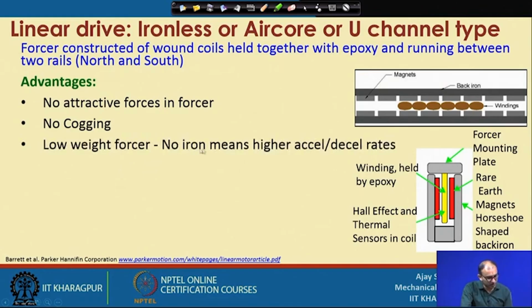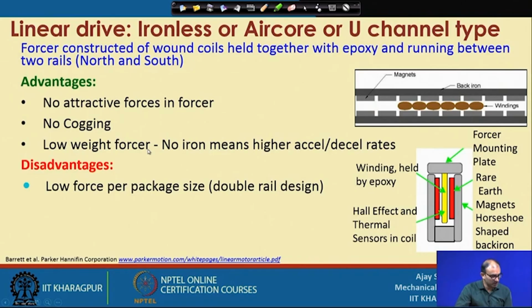Low weight forcer: no iron means high acceleration and deceleration is possible here. So, this is the one motor which can be used for very highly precise motion, where you need very high acceleration and sudden deceleration, so that you will not get any type of motion error. That is a very good motor for this, and it has a low weight forcer.